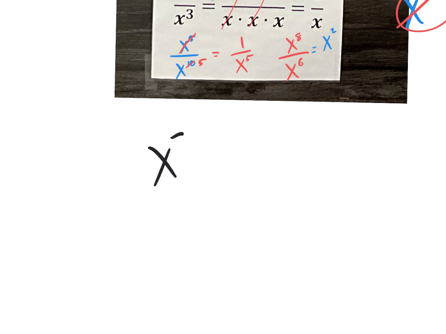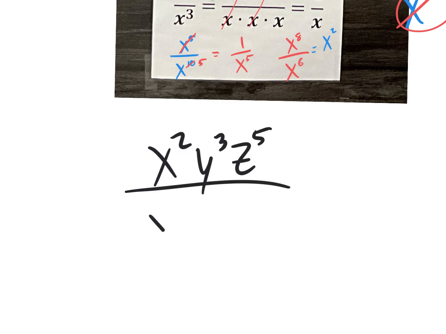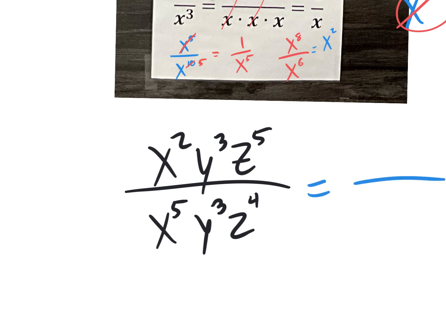I could do something like x to the 2nd, y to the 3rd, z to the 5th, over x to the 5th, y to the 3rd, z to the 4th, right? So how about them x's? What's left over on top? What's the only thing left over up on top? Z. Why? Because z to the 4th, all 4 z's cancel with 4 of these, leaving you 1 left over.